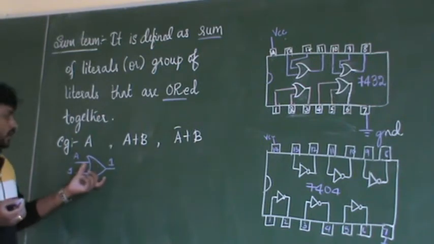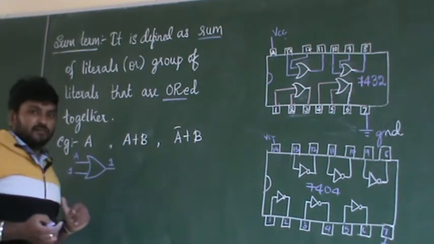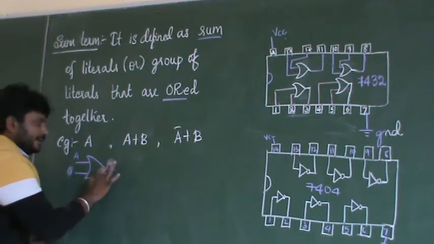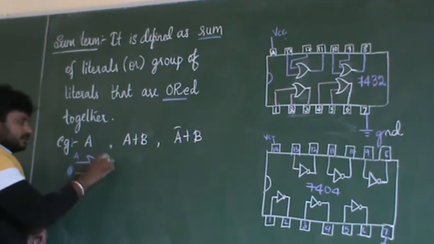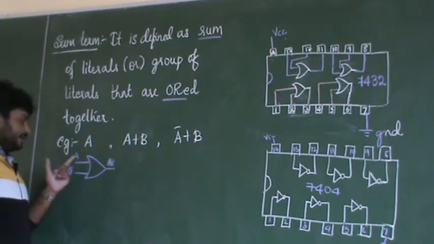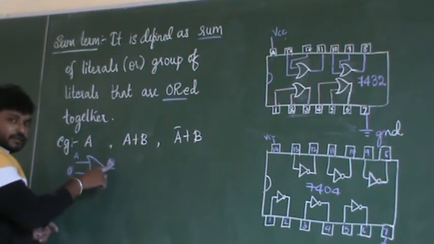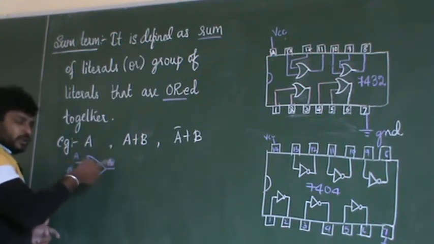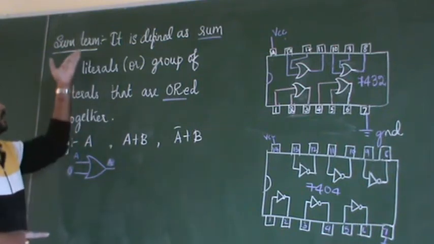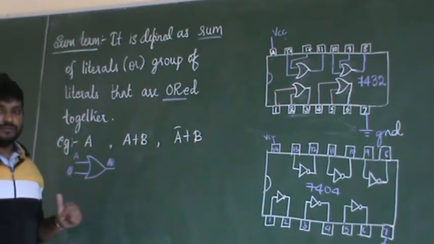How? Because an OR gate is nothing but if any one of the inputs is 1, my output is 1. If I write 0 here, then you will get A only. Whatever I send, A can take either 1 or 0. If I give 1 here, 1 will come. If I give 0, 0 will come. So I can represent this expression by making use of a sum term, that is, by making use of an OR gate.